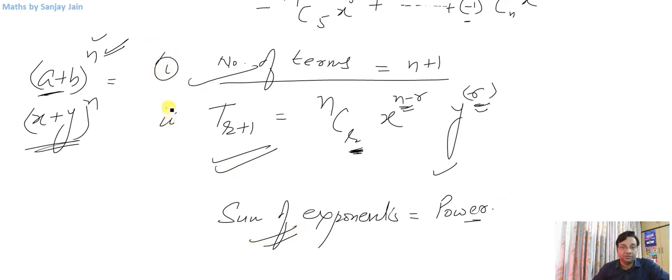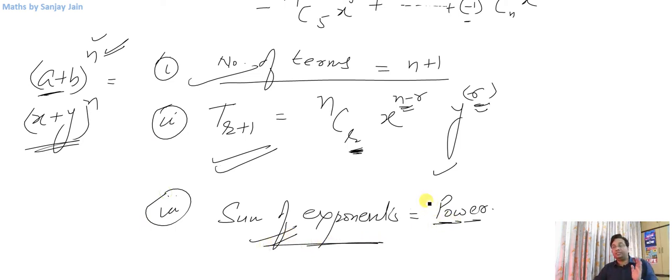So if the sum of exponents has to be the same, then if one of the exponents is increasing, the other will keep decreasing. So if we start with a plus b raised to power n, let us say, first we give all of the powers to a. So a raised to power n in the first term. In the second term, we'll have a raised to power n minus 1, so b raised to power 1. Third term, a raised to power n minus 2, b raised to power 2. I'm not talking about coefficients here.